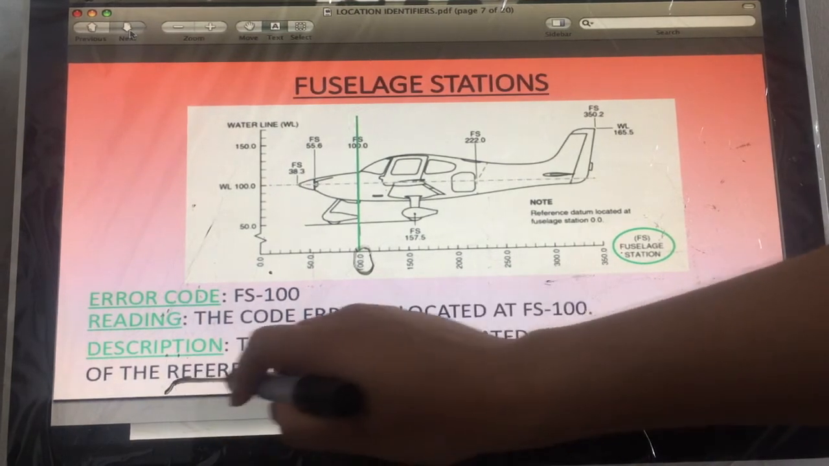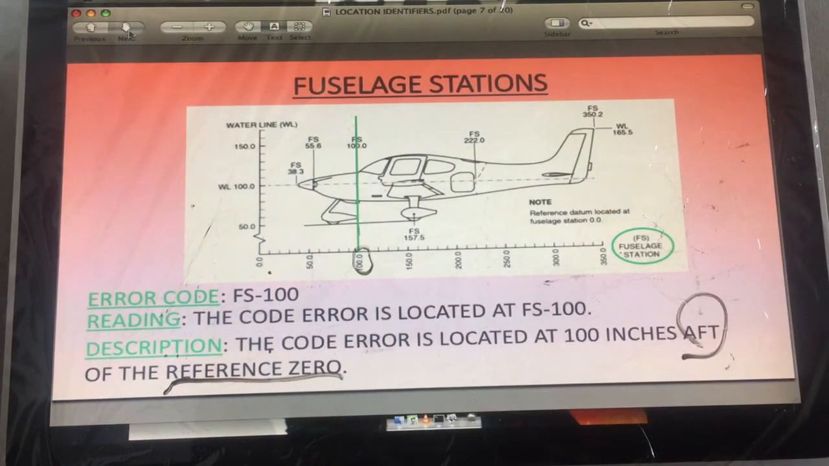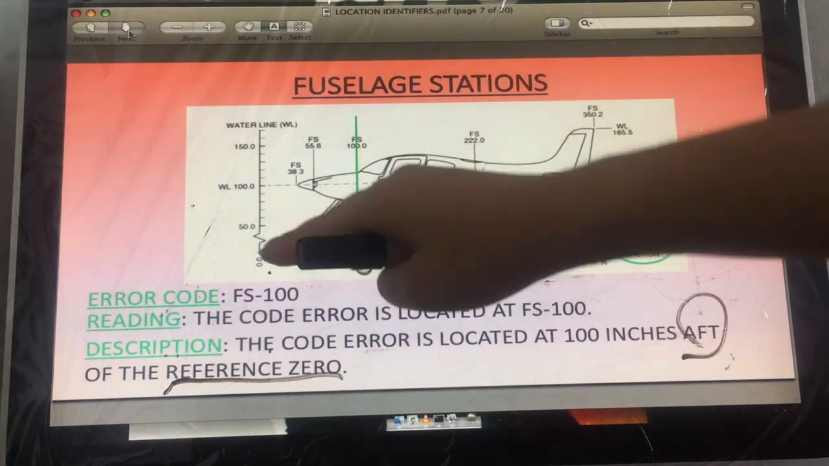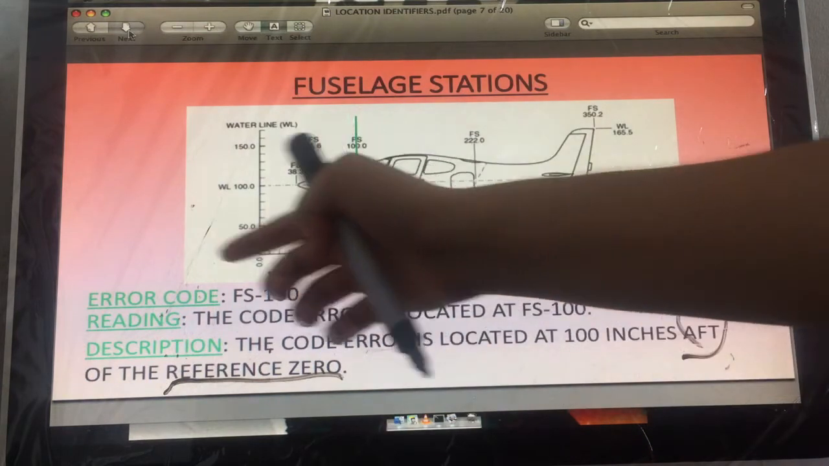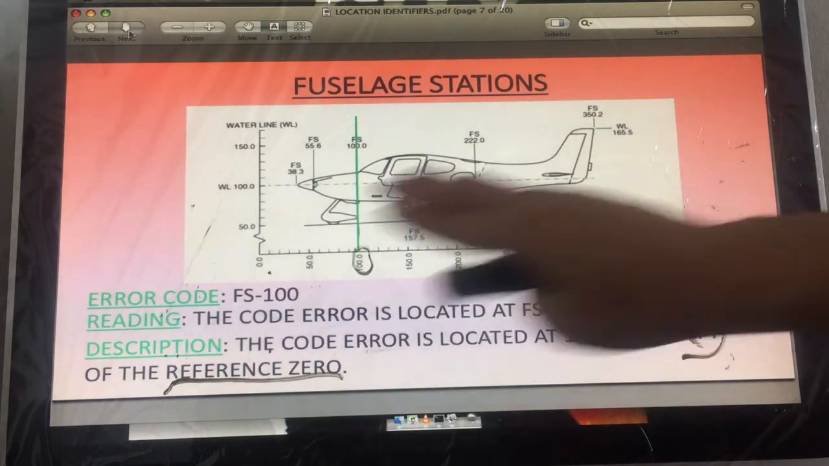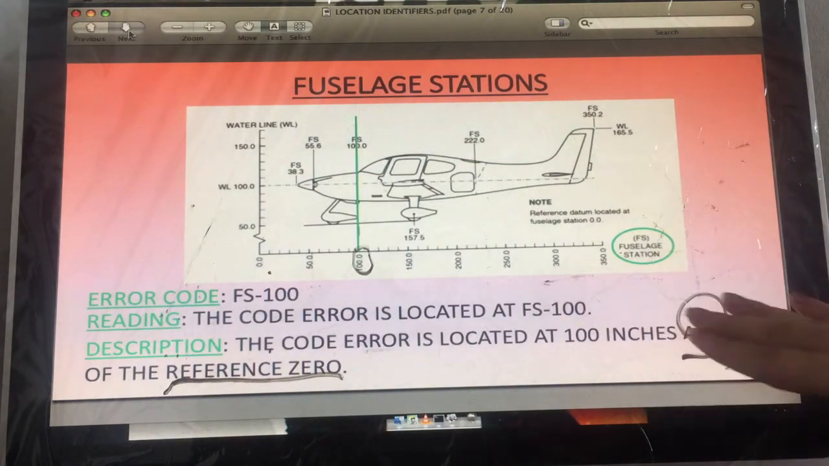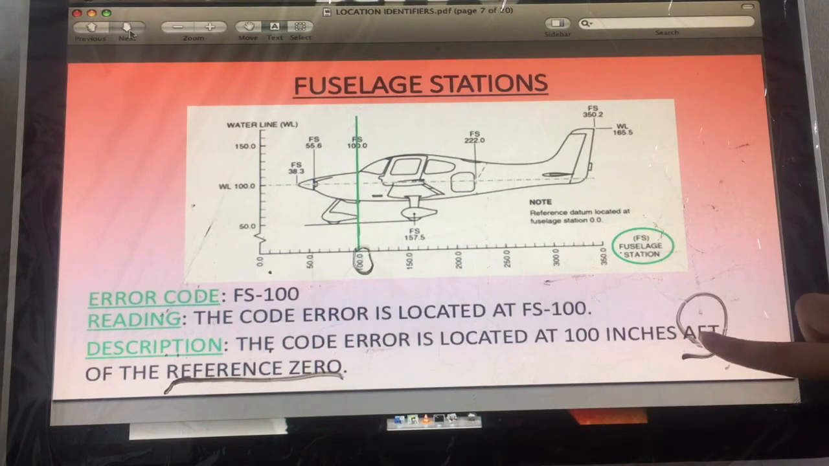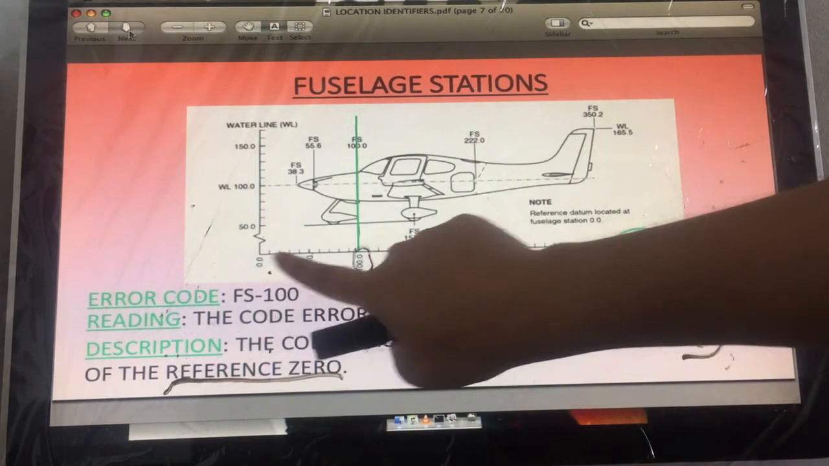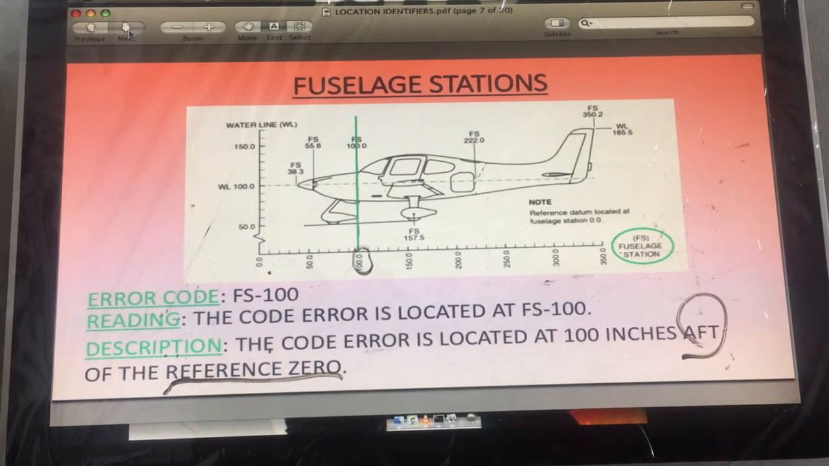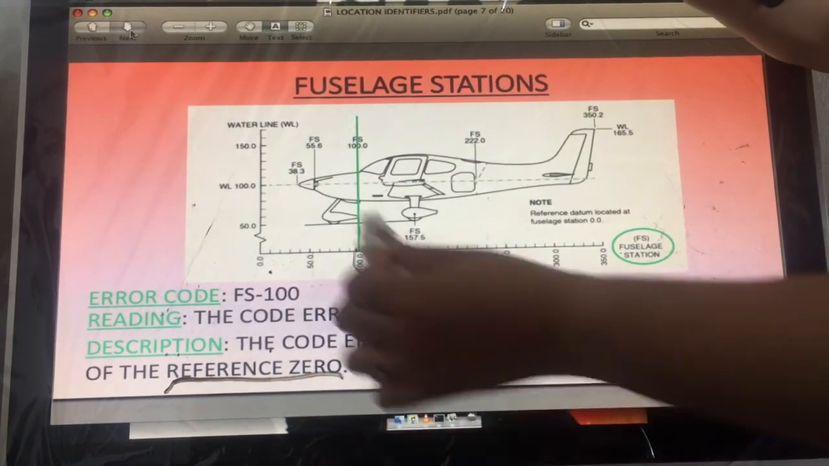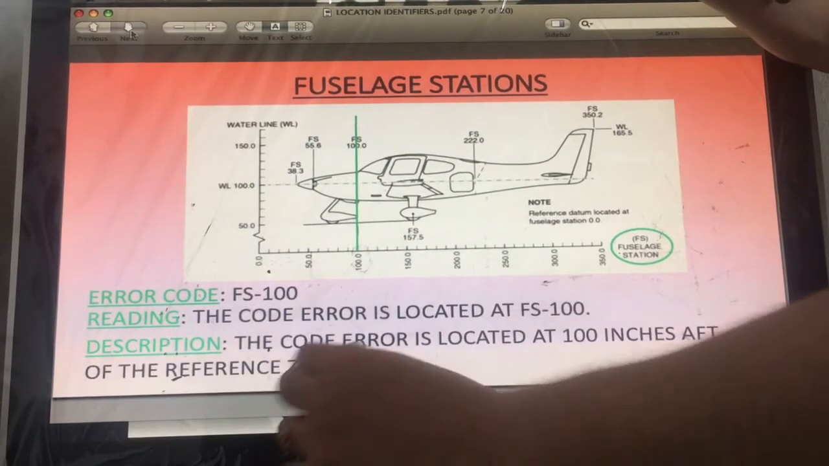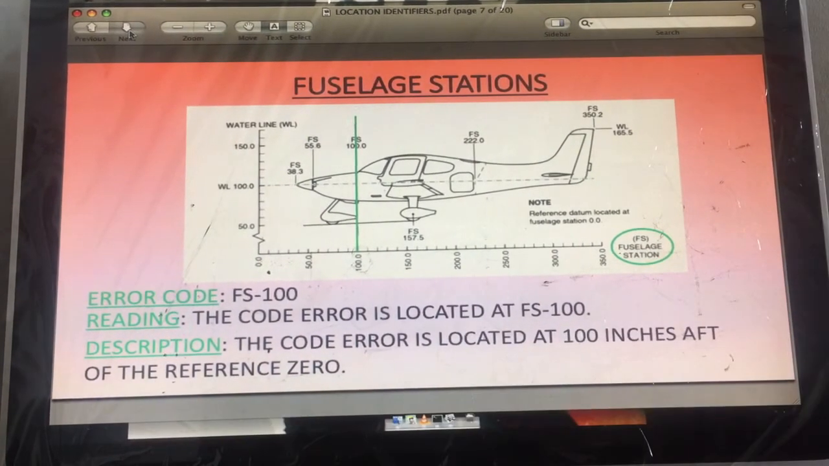This is the reference point. Why do we use aft? Because there is no negative value. If it's a negative value, it's forward. But since we have no negative values and all values are positive, you put aft of the reference 0, meaning after the reference 0. That's why it's positive. So, for fuselage station, you automatically always write aft of the reference 0.